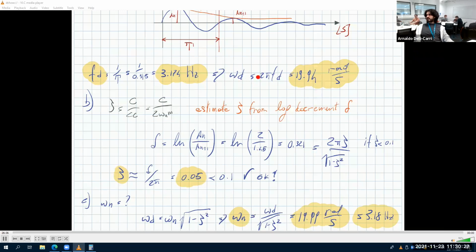So omega d is 2 pi FD in this case, and then you need to multiply by 2 pi, because 1 hertz means 1 cycle per second, and 1 radian per second is how many radians there are in a cycle. There are 2 pi radians in a cycle. What about the damping ratio? It can be found one way, but in this case we can't use this, so we need to estimate it from the logarithmic decrement. This delta is the logarithmic decrement.